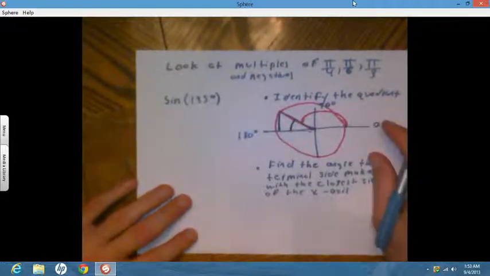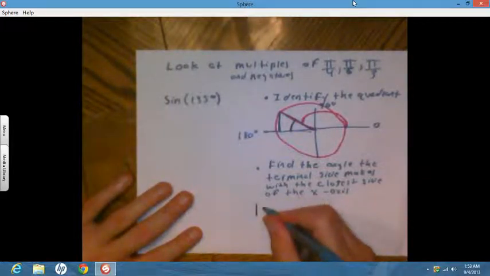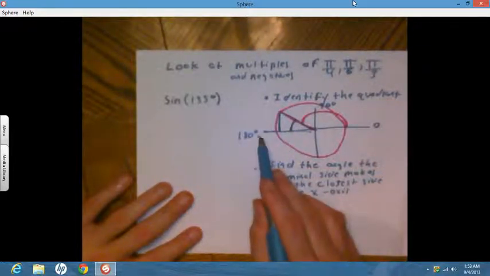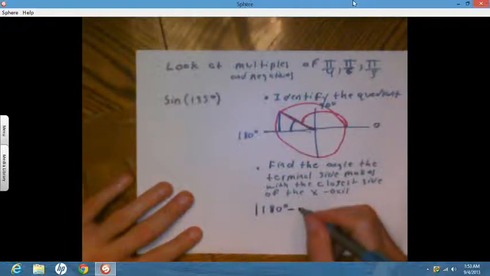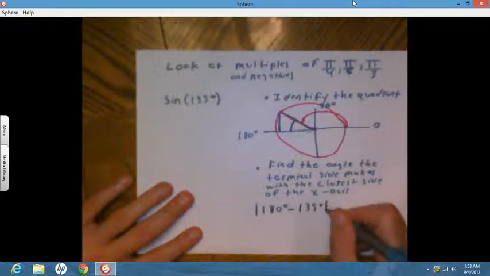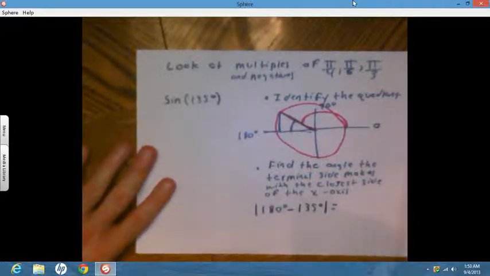Now, to find the reference angle, since I'm choosing the negative x-axis, I am just going to do 180 degrees, since I chose the negative x-axis, you're going to use 0, 180, or a multiple of these angles, minus my actual angle, which is 135 degrees, and well, 180 minus 135, well, 135 and 5 is 140, and another 40 is going to be 180, so this is 45 degrees.